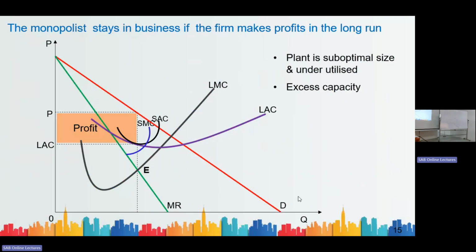And this is where the optimum scale lies. This monopolist operates before the optimum scale. This is the equilibrium output level, and the corresponding price is this much. This is the equilibrium price. This is the equilibrium output level.